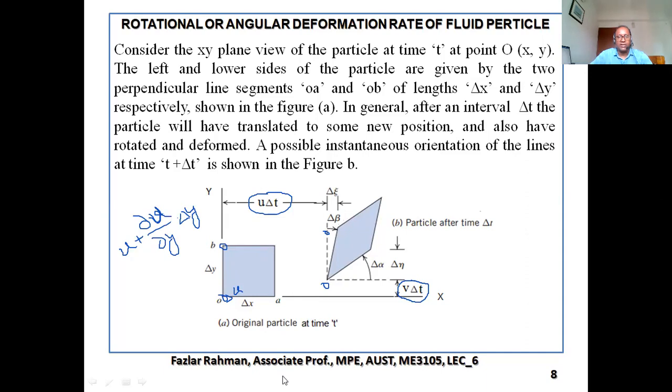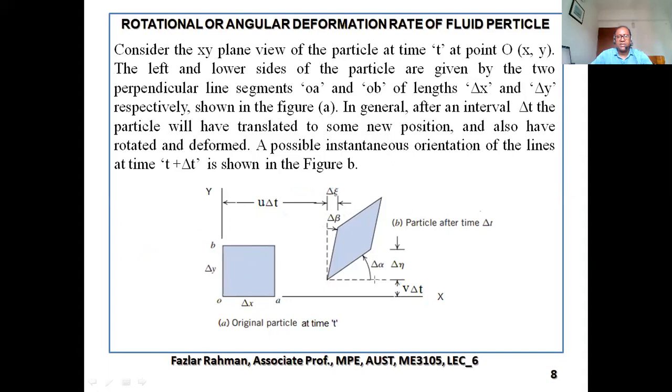Now you can easily figure out this distance from here to here. This much distance is traveled by point B. So what is the delta zeta, this value? You can easily figure it out: this distance minus this distance. Similarly, you see point A.